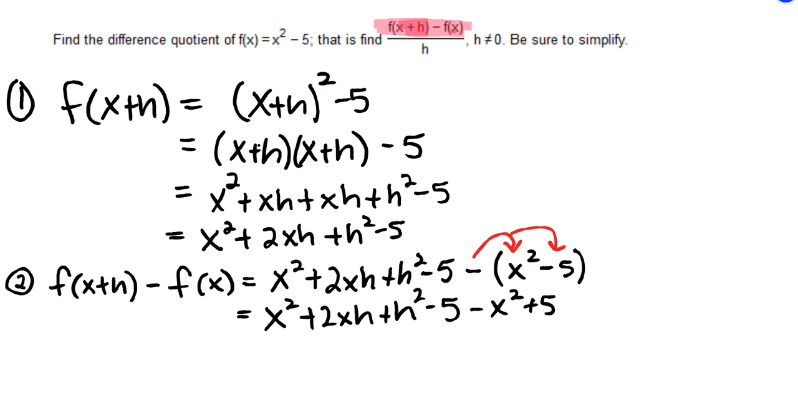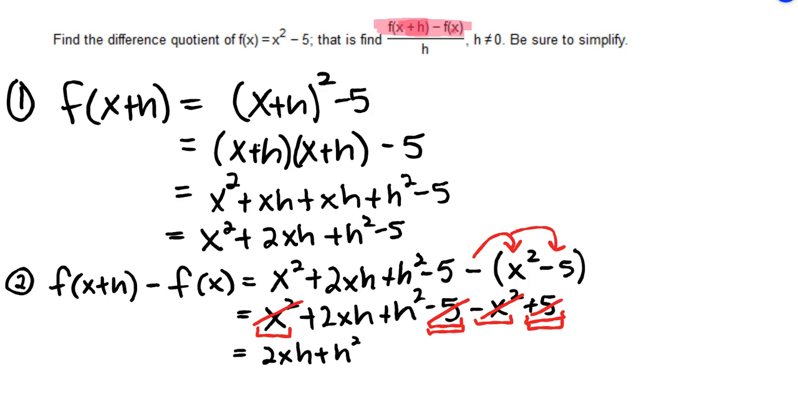Now I can combine some like terms, and these like terms are going to end up canceling each other out. I have x squared and negative x squared, minus 5 and plus 5. So since those terms are like terms but also opposites, they cancel each other out, and I'm left with 2xh plus h squared.